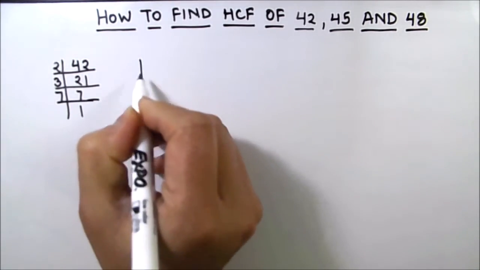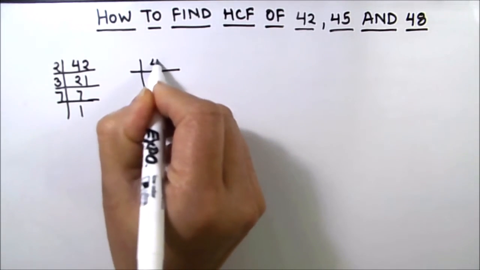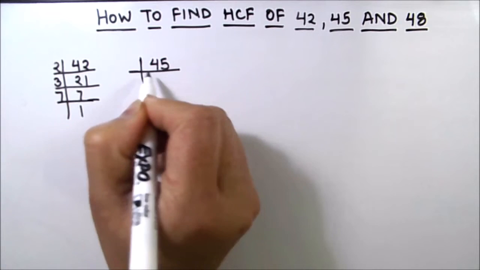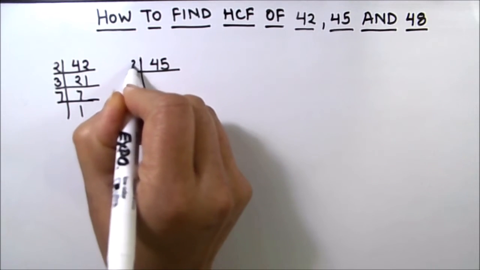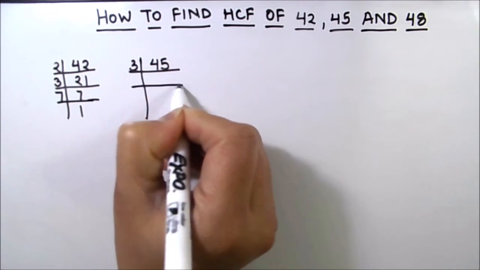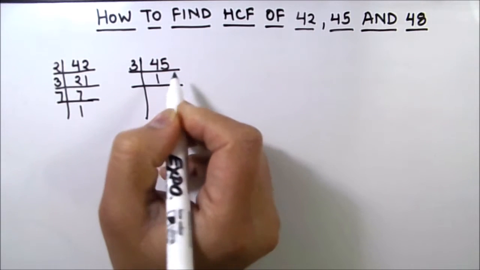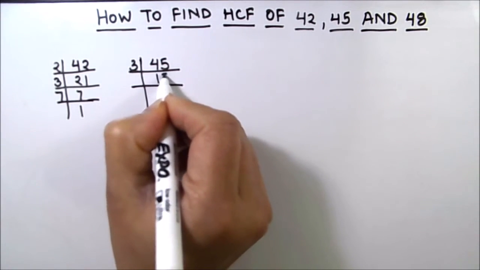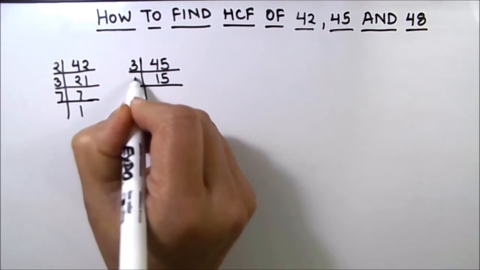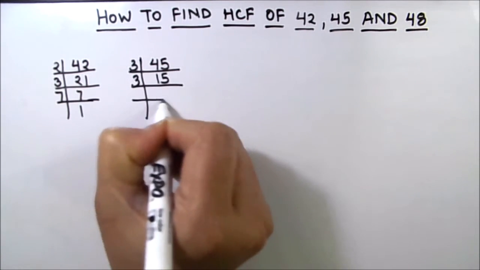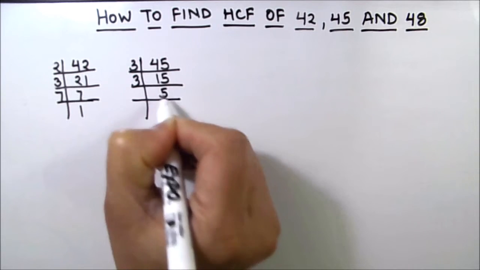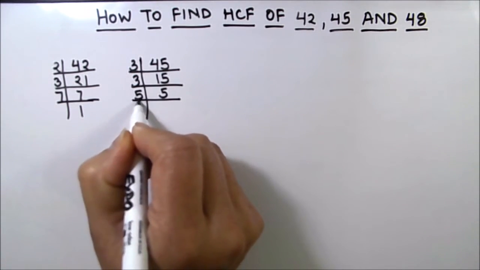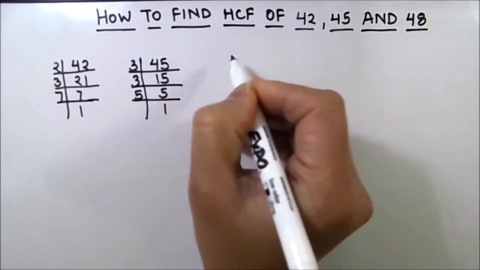Next we'll find the factors of 45. 45 is an odd number and it is not divisible by 2, it is divisible by 3. So 3 times 1 is 3 and 1 is carried over, so this becomes 15. So 3 times 5 is 15. 15 is again divisible by 3, so 3 times 5 is 15. And 5 is a prime number, so it is only divisible by 5, so 5 times 1 is 5.